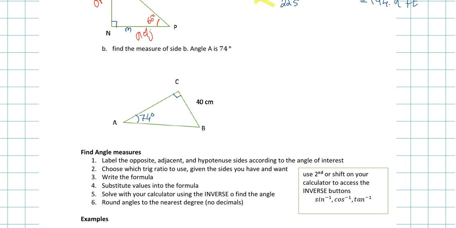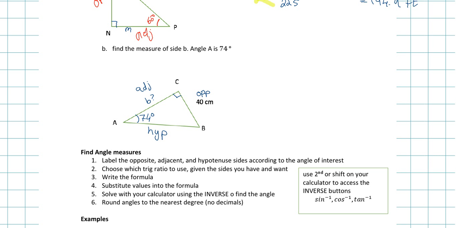Okay? First thing we're going to do, we're going to name the triangle. Okay? So according to angle A, the hypotenuse is not going to change. It's going to stay here. And 74 degrees, so the opposite is the 40 centimeter. And this is going to be the adjacent. Are we okay with naming the triangle?